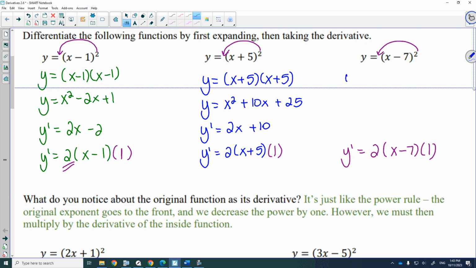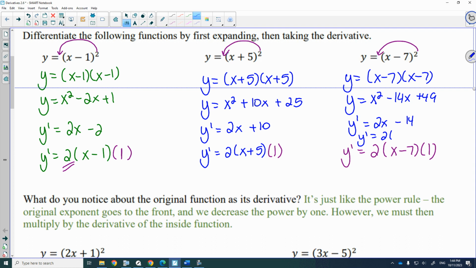But let's expand and see if that's correct. So (x minus 7)(x minus 7), y is equal to x squared minus 7x minus 7x, which gives me minus 14x plus 49. Differentiating this would be 2x minus 14. And y prime, if we factor out a 2, we're going to have our x minus 7. And then again, for some reason, we're going to have this 1. Okay, so there is a rule, and it's going to be called the chain rule.